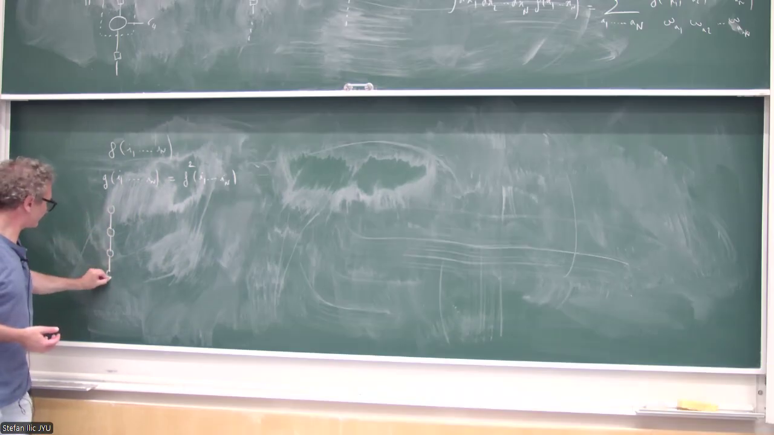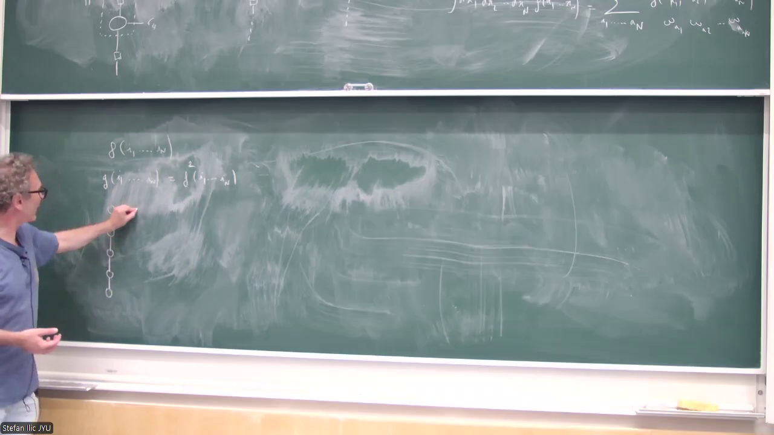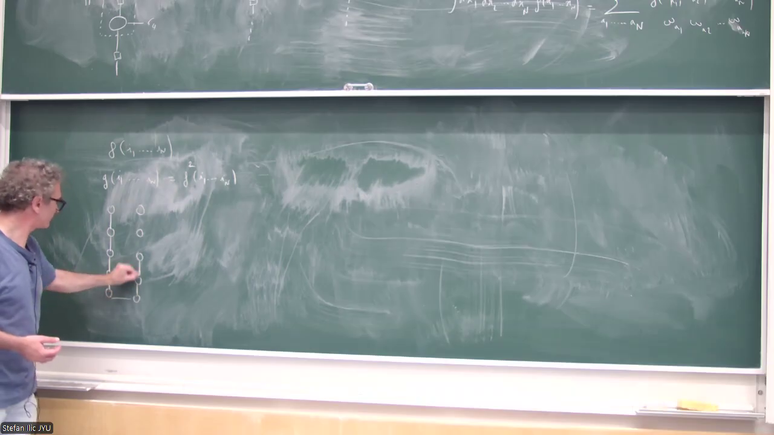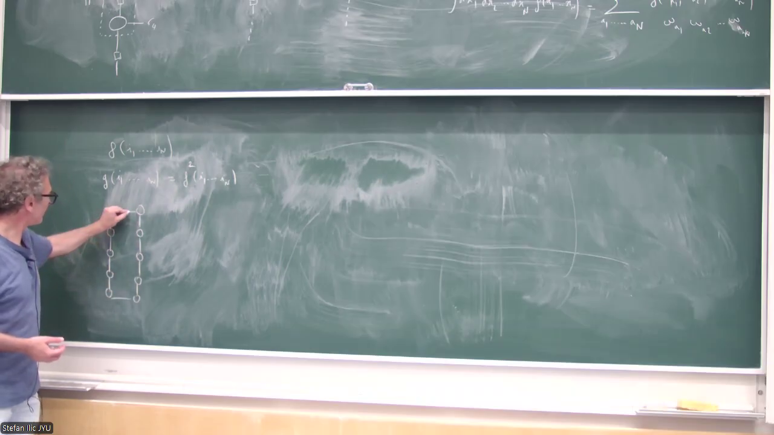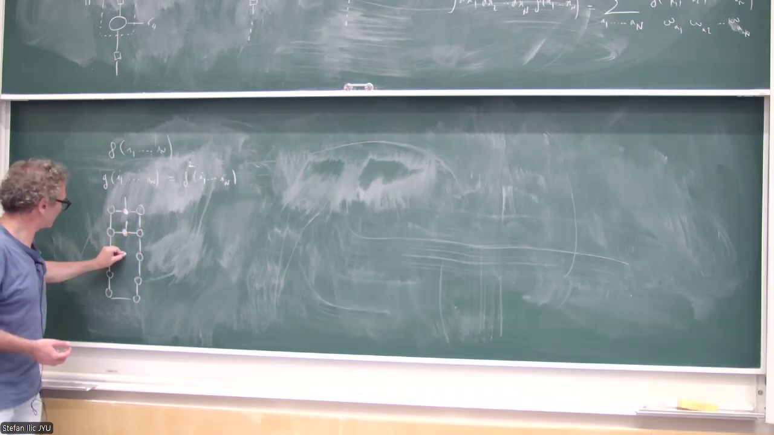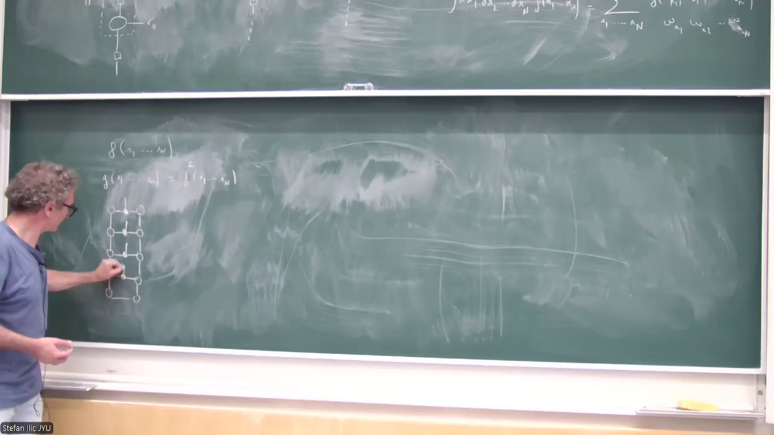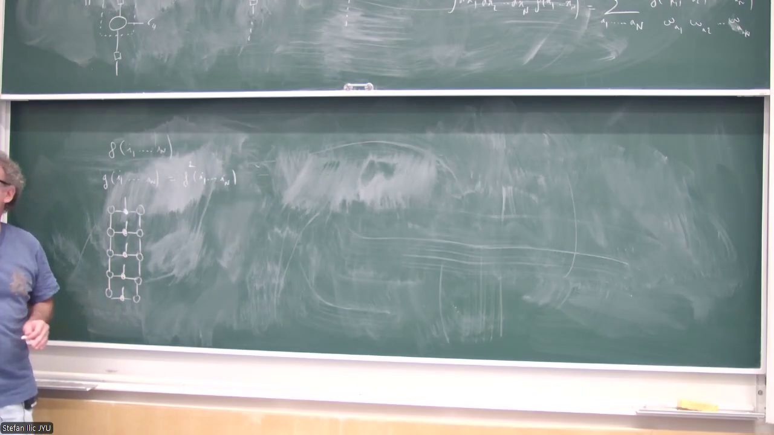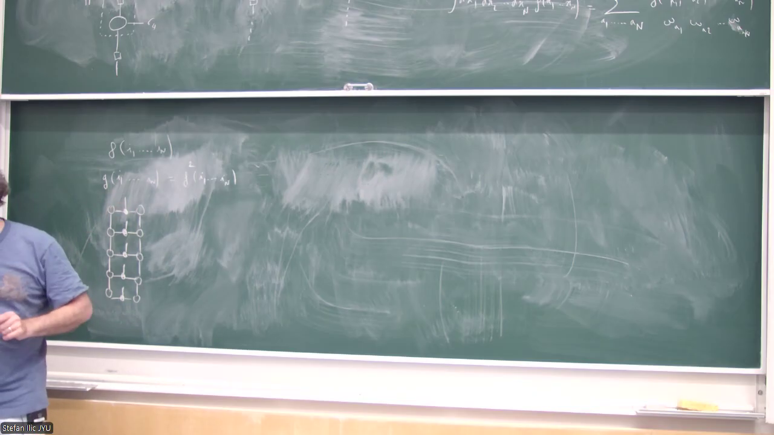If this is F, then I can make a copy of F. And then I can use this copy with this Kronecker delta, and then I contract this, and I get my F squared. But I can also do something better.